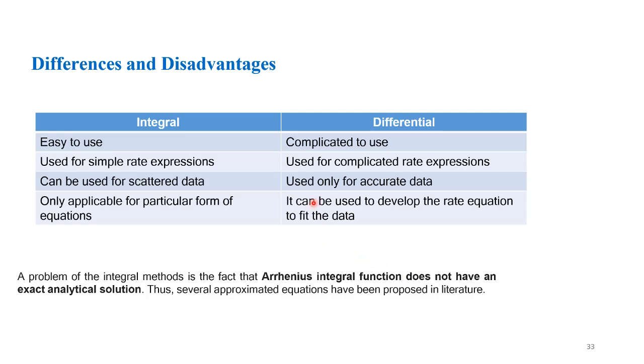Now the advantages and disadvantages of the integral and differential methods. The integral one is easy to use, used for simple rate expressions, can be used for scattered data, and is only applicable for a particular form of equation. The differential one is complicated to use, used for complicated rate expressions, used only for accurate data, and it can be used to develop the rate equation or to fit the data also. The problem of the integral method is that the Arrhenius integral function does not have an exact analytical solution. So several approximated equations have been proposed in literature, but normally the differential one gives us the more accurate data.